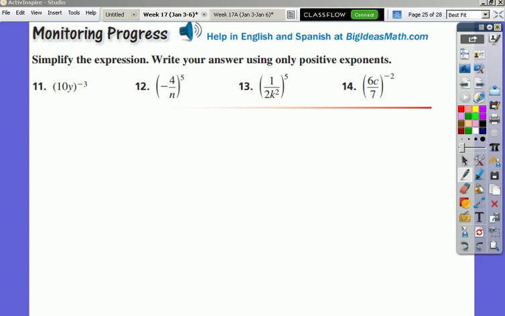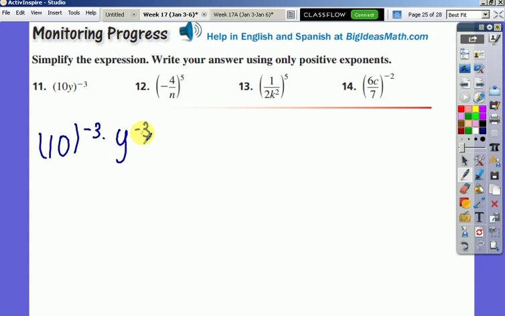So, this number 11, what would I do? What did you do? You can, that's one thing you can do. You can say 10 to the negative third times y to the negative third. Okay. Then what did you do?